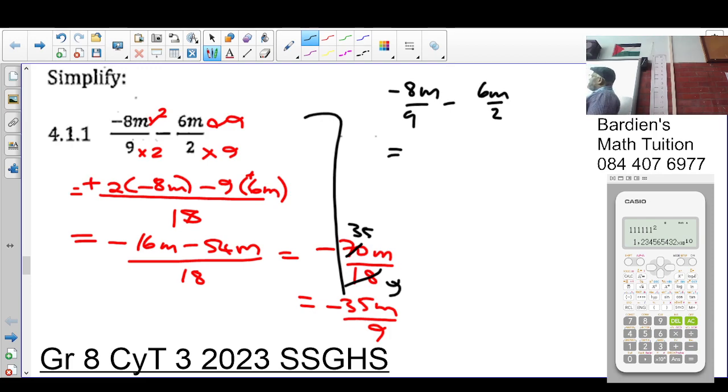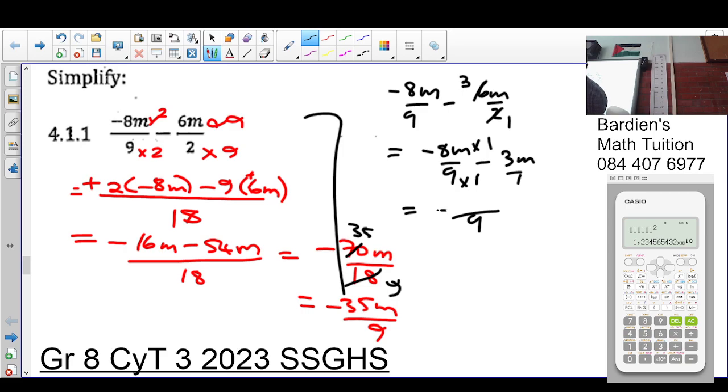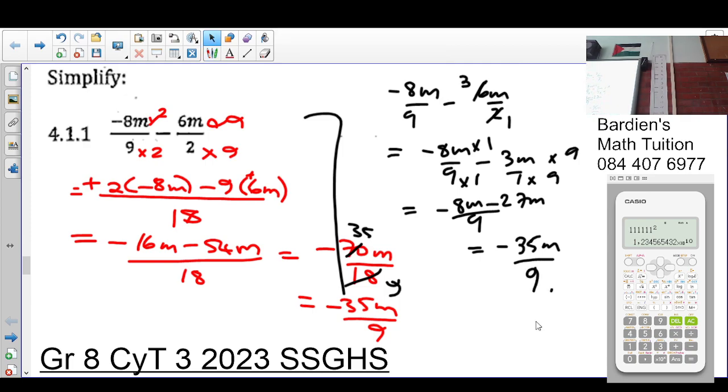The memo can be found in the description box below. Both are on the memo as well. 2 going into 2 once, 2 going into 6, 3 times. So it's negative 8m over 9 minus 3m. That's over 1. Your LCM, of course, is 9. I times by 1, I get negative 8m. Times by 9, I get negative 27m. Which is negative 35m over 9. This is also correct. Either or, you'll get the full mark there.